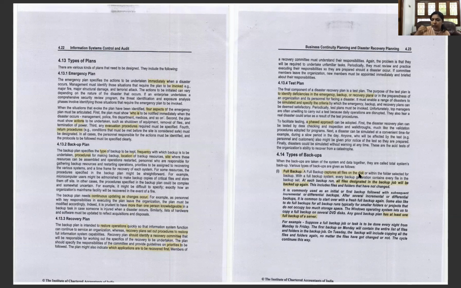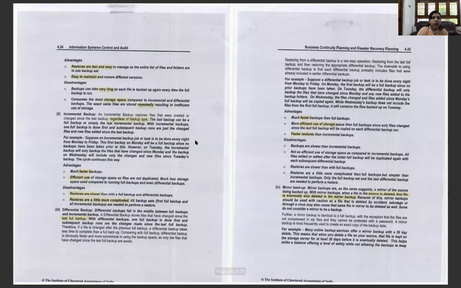Everything is going to be backed up again and again. Full backup captures all files on the disk, and all designated files in the backup job will be backed up again. So for any good backup, there has to be at least one full backup. We should all be starting with one full backup. So it captures all the files on the disk.